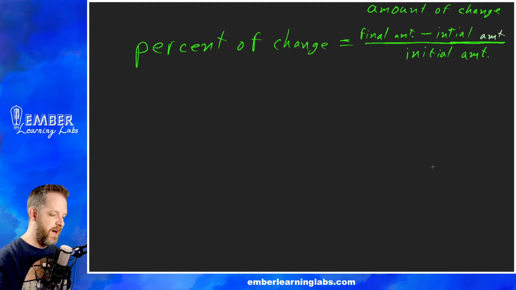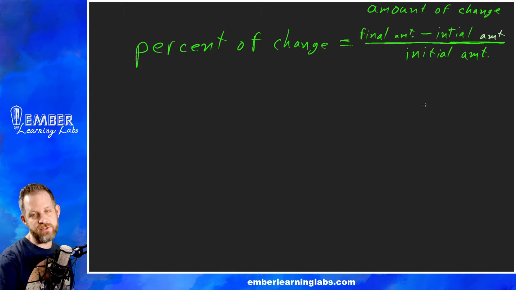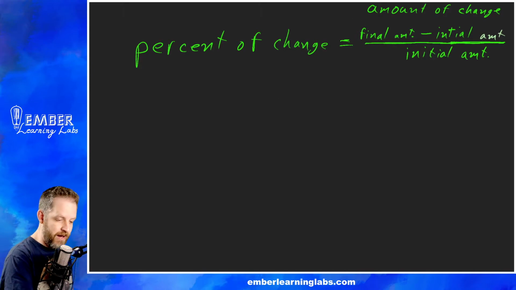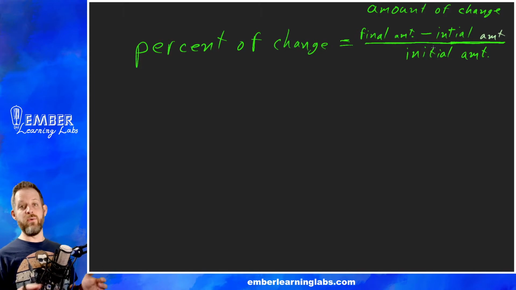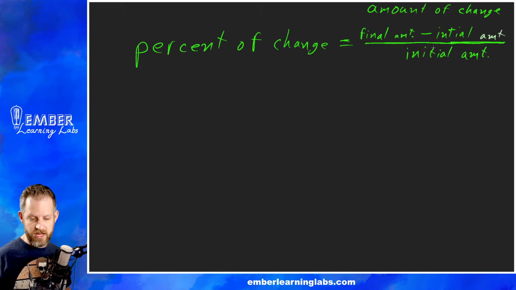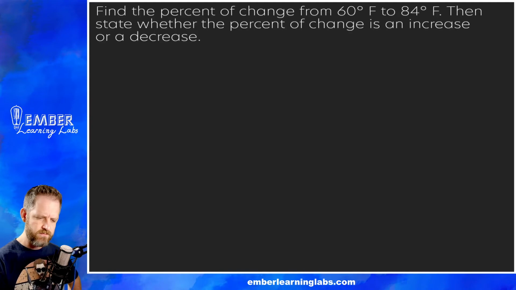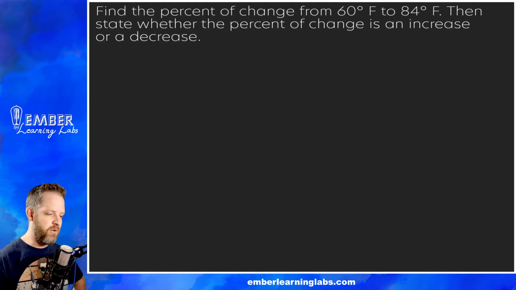Okay. So to find the percent of change, we take the final amount, we subtract the initial amount because that's the amount of the change. And then we divide that by the initial or the original amount, okay? Let's put some meat on that with a handful of word problems. All right, so we're going to find the percent of change from 60 degrees Fahrenheit to 84 degrees Fahrenheit. Then we're going to state whether the percent change was an increase or a decrease.